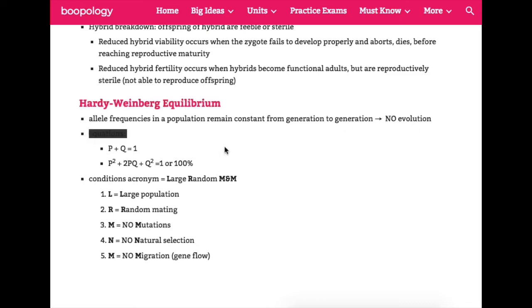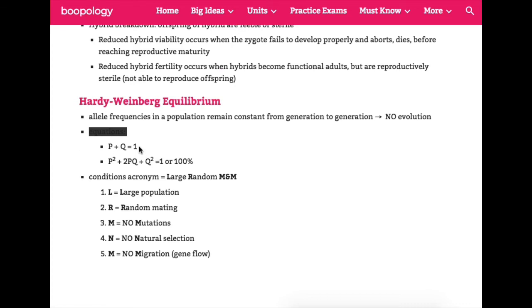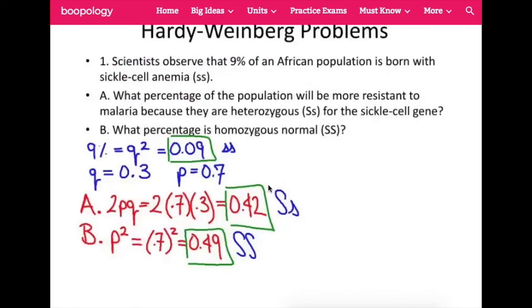And here are the 2 equations you should know. p plus q equals 1, and then p squared plus 2pq plus q squared equals 1, or 100%. And then p squared is the homozygous dominant, the q squared is the homozygous recessive, and 2pq are heterozygous. And the conditions for Hardy-Weinberg is there needs to be a large population, random mating, no mutations, no natural selection, and no migration, which is gene flow, whereas when populations move in and out, transferring genes.